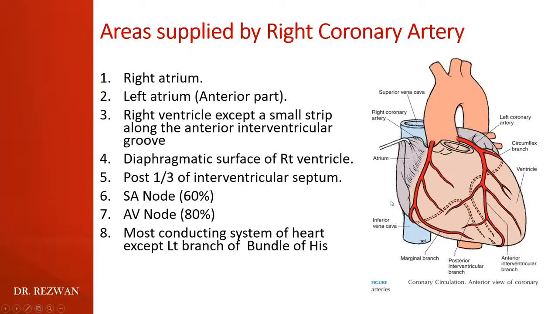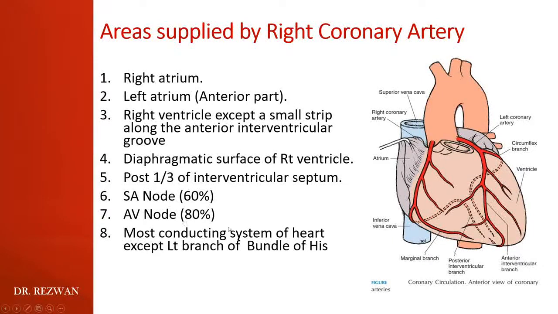Posterior 1/3 of the interventricular septum. The interventricular septum is present in between the two ventricles. The posterior 1/3 is supplied by the right coronary artery, but the anterior 2/3 is supplied by the anterior interventricular branch of the left coronary artery. We will discuss that. SA node, 60% supply is coming from the right coronary artery. In case of AV node, we already know that 80% blood supply is done by the right coronary artery.